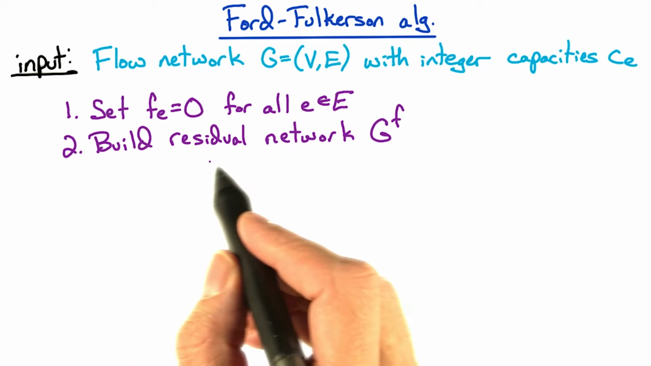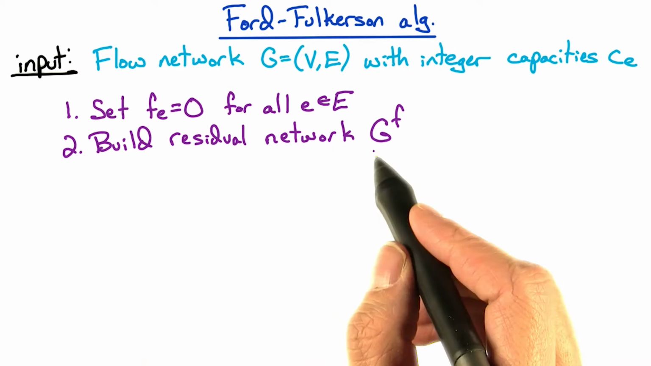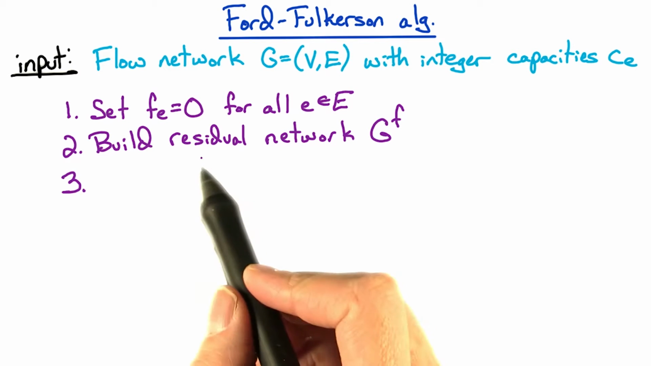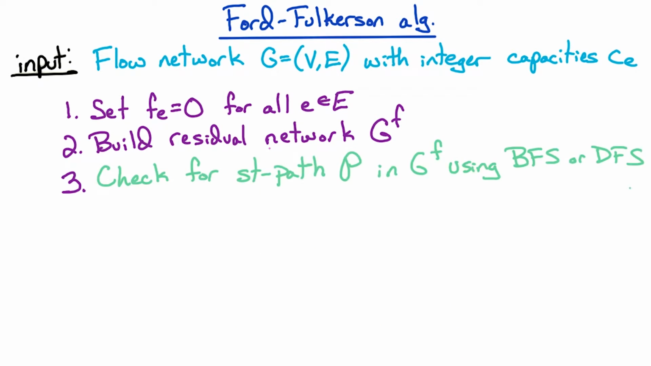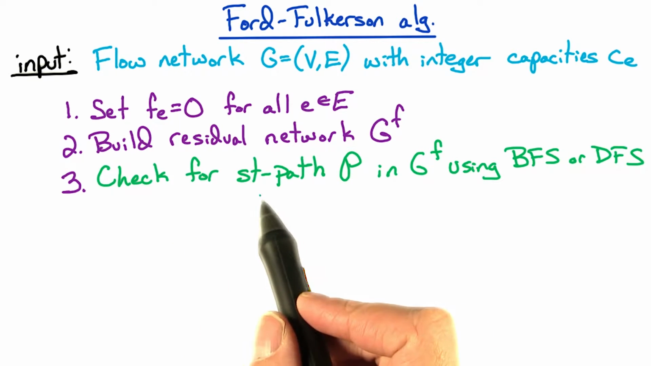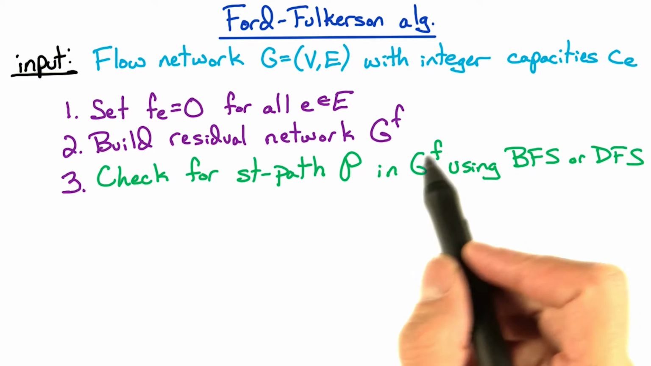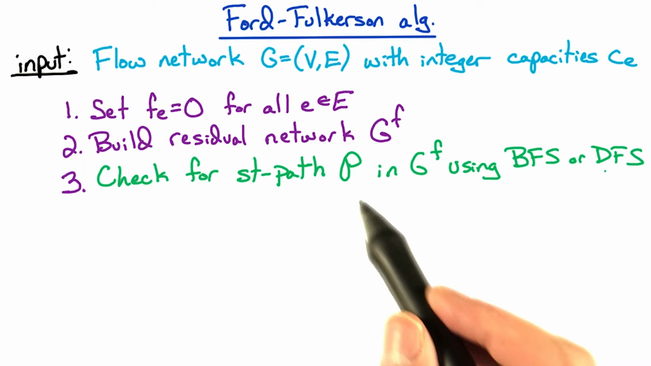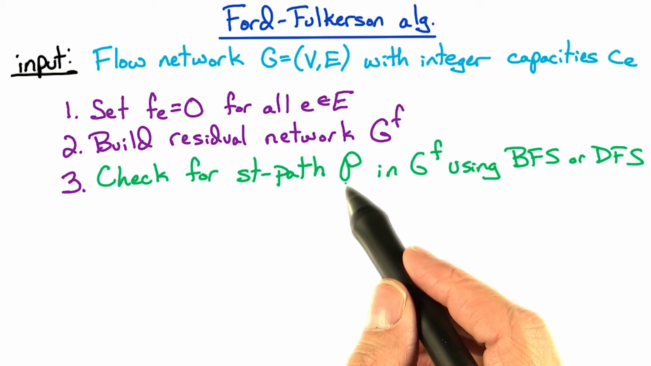Next, we build the residual network for the current flow F. We denote this residual network by G superscript F. Now we look for an augmenting path in the residual network. More precisely, we check for a path from S to T in the residual network, and we do this using either BFS or DFS. If such a path exists, let's denote it by cal P.